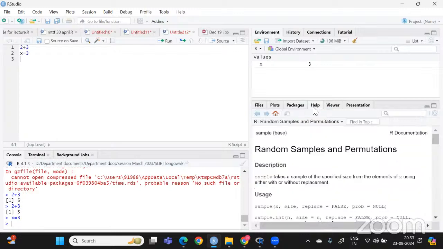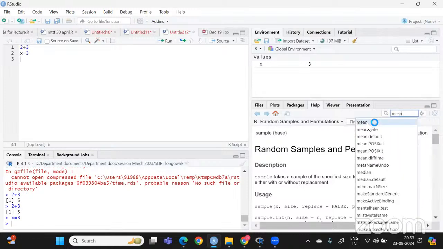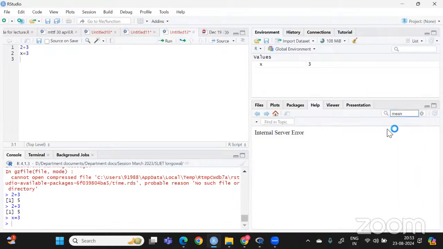Help means, if you want any type of help, such as the syntax to write a function, you can type it and search. Let us suppose I want to know about main. I click on that. Because my internet is not working very well, it is showing an internal server error, or it will take some time. Let's see.